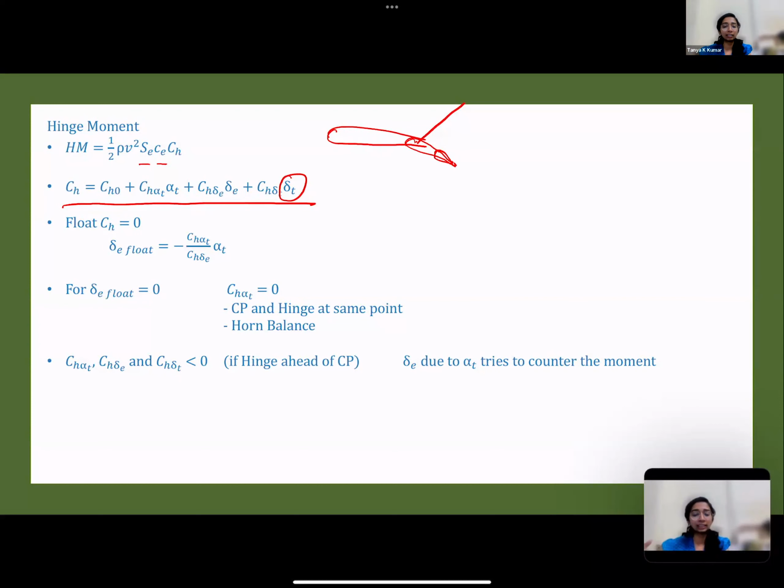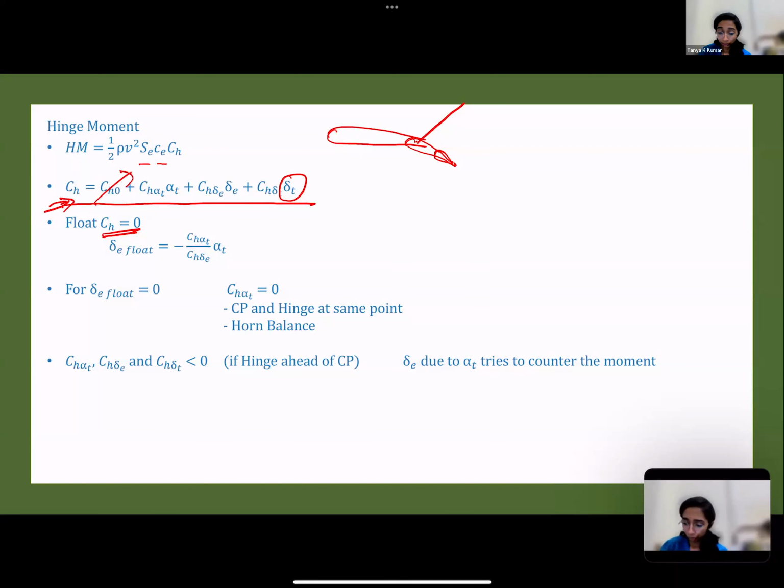So what is the elevator deflection at this float condition? What happens is that there is no hinge moment produced, right? You're allowing it to float freely. So there is no hinge moment produced. So your CH is 0. In this equation, CH naught is usually assumed to be 0.